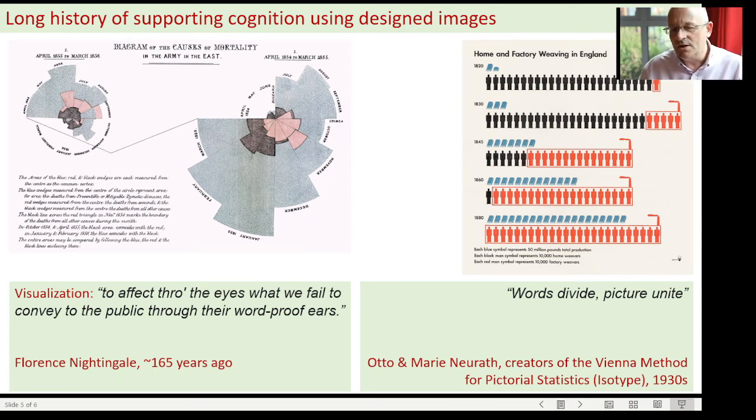If we move on to the 1930s, Otto and Marie Neurath created the Vienna method for pictorial statistics, later known as isotype, and that used these very iconic precursors to today's emoticons and icons on phones. This is a demonstration of how home-based weaving changed entirely into factory-based weaving in the Industrial Revolution in England.